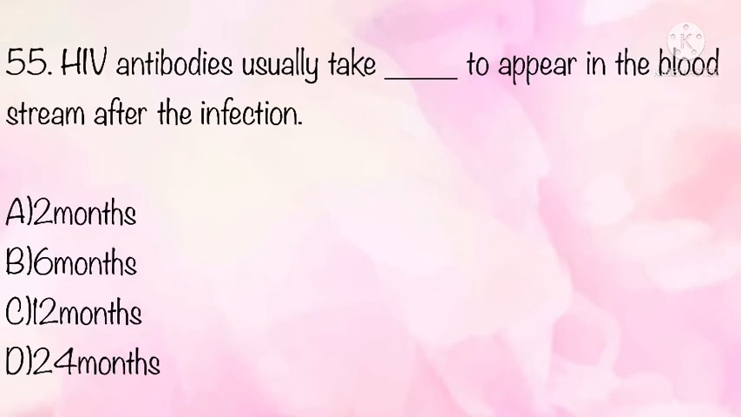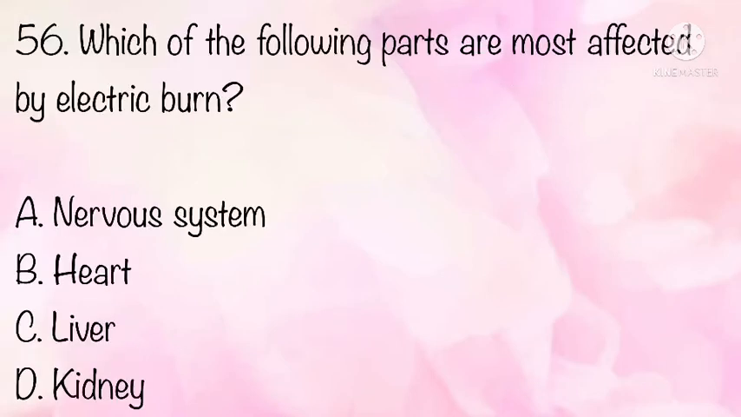HIV antibodies usually take how long to appear in the blood stream after the infection? 2 months, 6 months, 12 months, 24 months. The correct answer is A, 2 months. Which of the following parts are most affected by electric burn? Nervous system, heart, liver, kidney. Correct answer is A, nervous system.